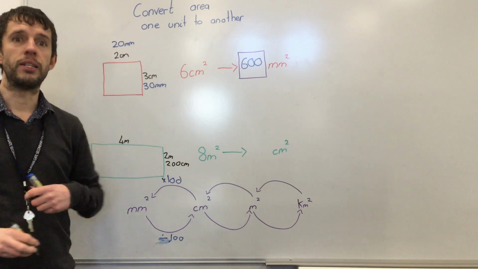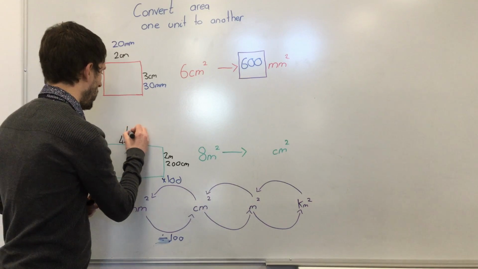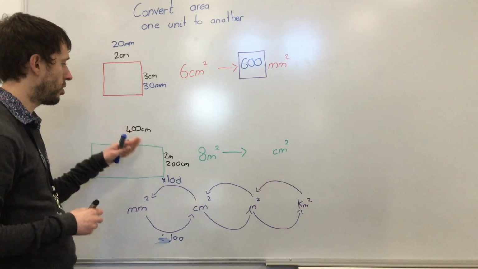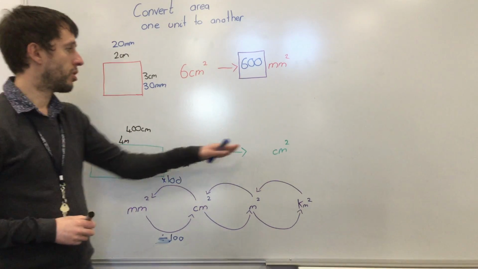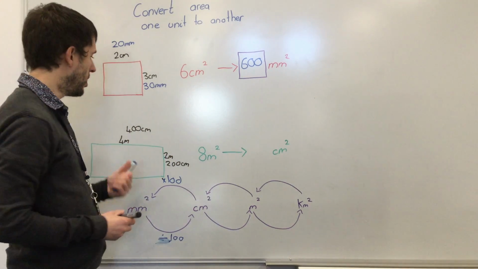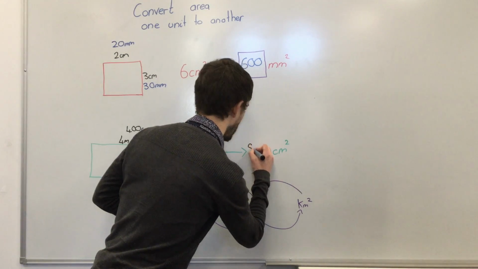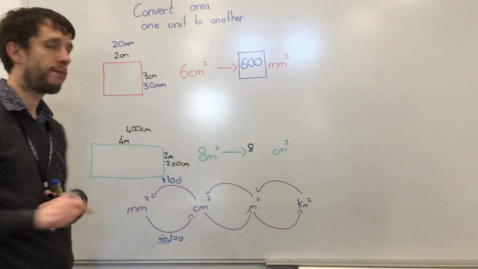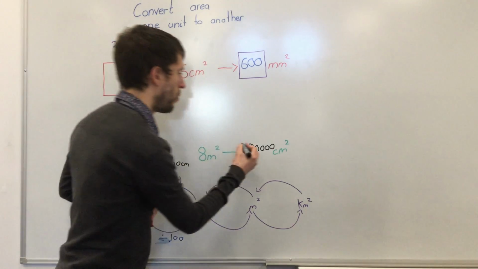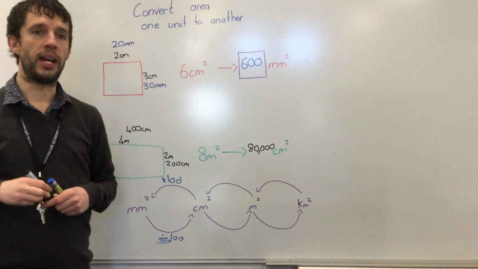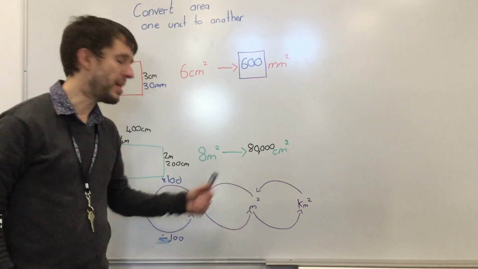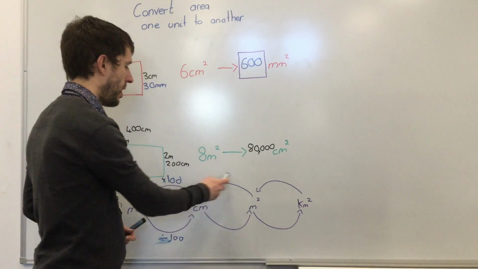And 4 meters just means I've got 400 centimeters. So when I'm trying to convert into centimeters squared, I'm just going to go 200 centimeters times 400 centimeters. So 2 times 4 is 8, and I've got 1, 2, 3, 4 zeros, which gives me 80,000 centimeters squared.